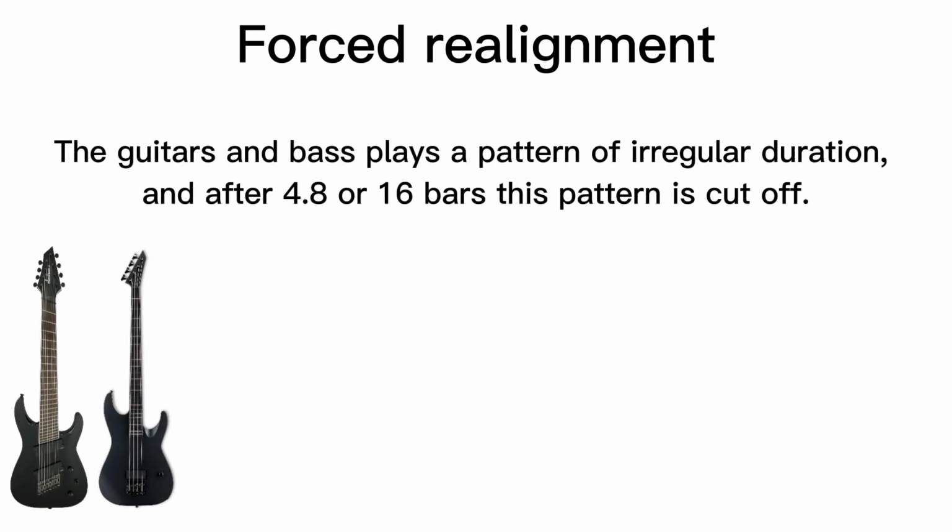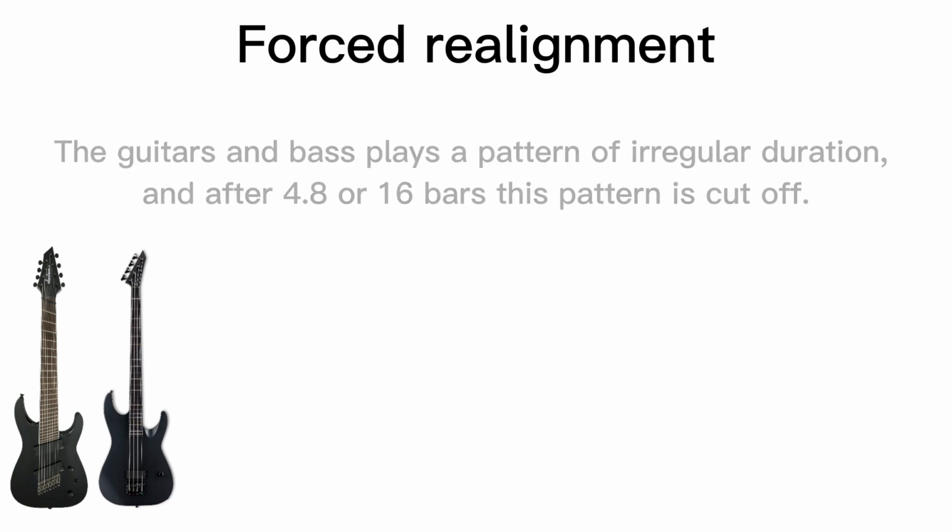To begin, let's talk about forced realignment. Here's how I could explain it. The guitar and bass play a pattern of irregular duration, and after 4, 8 or 16 bars, this pattern is cut off. Let's take a look at the song Opposite.